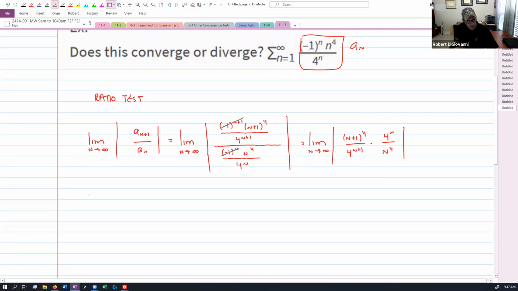So one thing I'm going to do here is rewrite the denominator of the first fraction as 4 to the n times 4. And then this is 4 to the n and then over n to the 4th, like that. So all I did was rewrite 4 to the n plus 1 as 4 to the n times 4. Is that all right with everyone? I think we've done that enough with geometric series and stuff to understand that. Cancel the 4 to the n's.